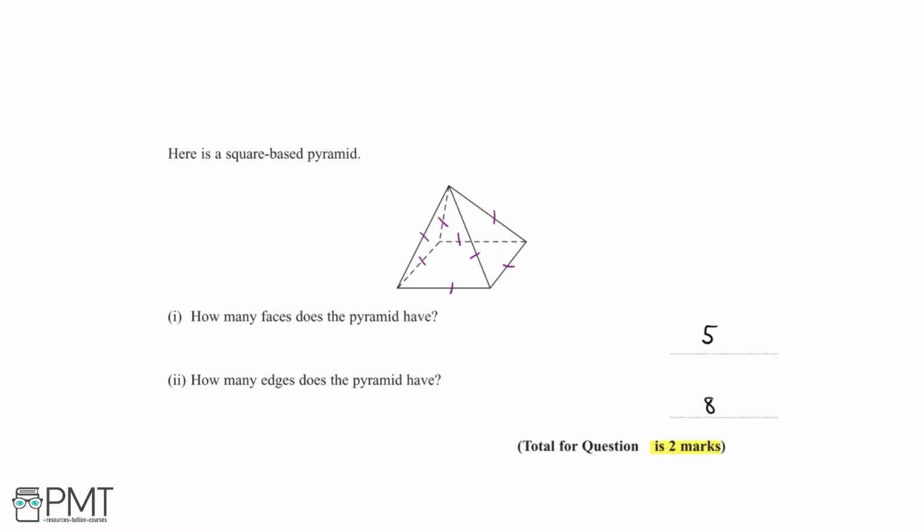And the 2 marks in this question come from each of the 2 parts. We get 1 mark for identifying how many faces this pyramid has, and the second mark for identifying how many edges the pyramid has, allowing us to get the full 2 marks needed in this question.